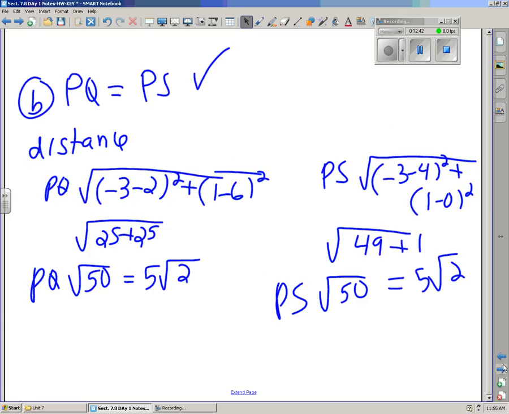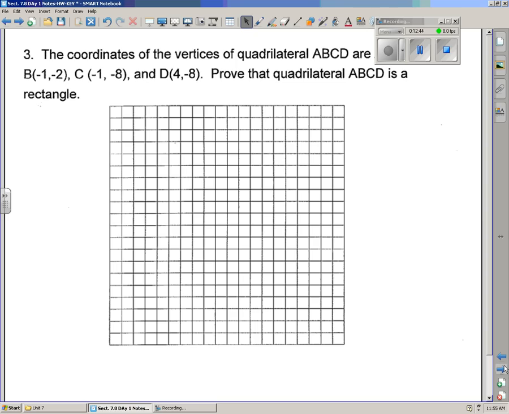Let's take a look at the last one to do. Last one, we're looking to see that ABCD is a rectangle. So lots of ways to deal with a rectangle. So let's actually plot these points. And if you plot them, A is 4, negative 2. 1, 2, 3, 4. And then B is negative 1, negative 2. And then C is negative 1, negative 8. And then D is 4, negative 8.